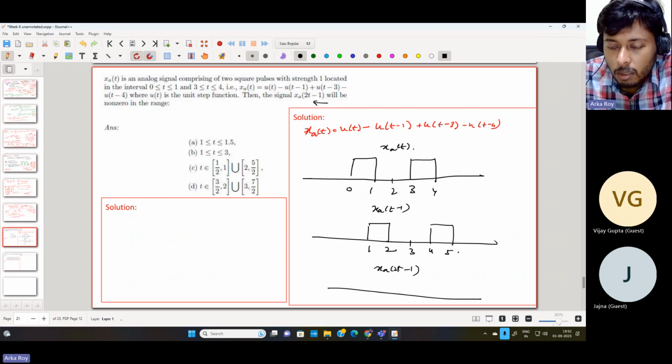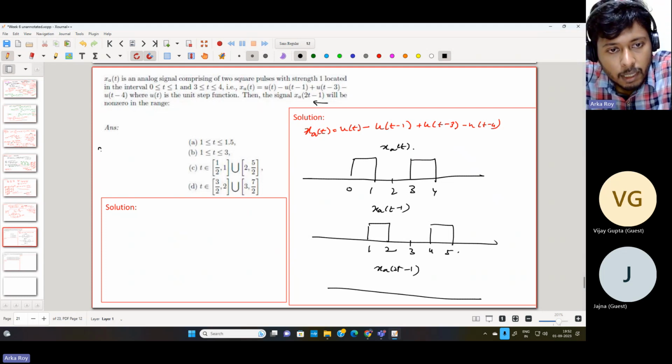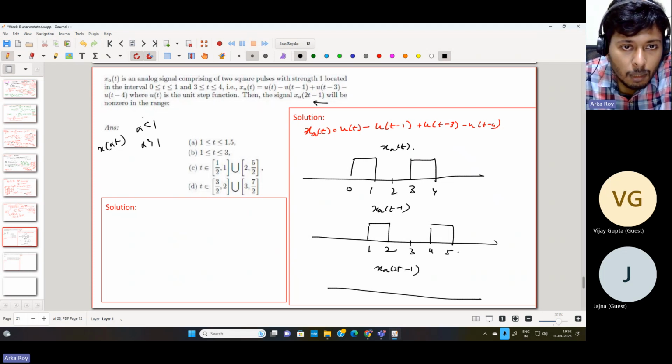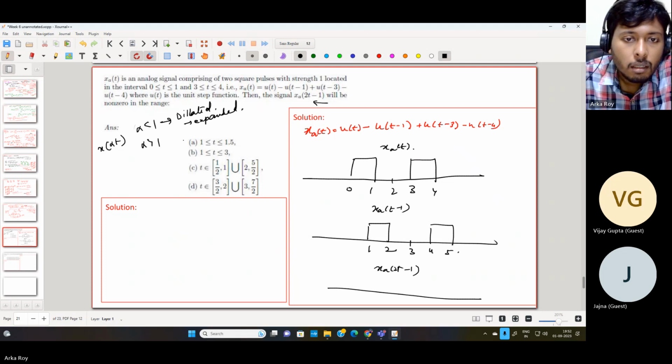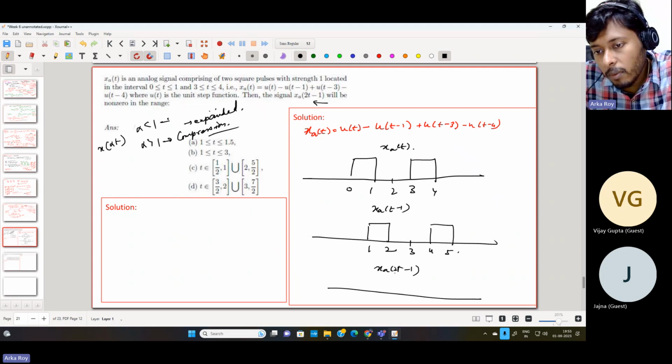xa(2t minus 1). That means scaling of time. Scaling of time, we saw in the first class itself. I had told you that in x of alpha t, alpha could be less than 1 or greater than 1. In case of alpha less than 1, the signal will be dilated, or more precisely, expanded. And if alpha is greater than 1, then it is compression. So here we can see alpha is 2. That means alpha is greater than 1, and the signal will be compressed.